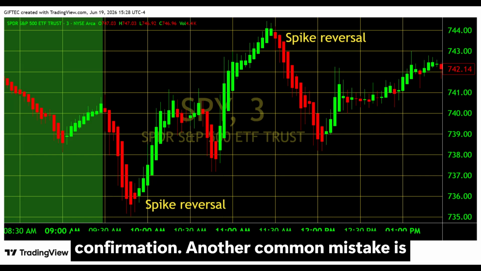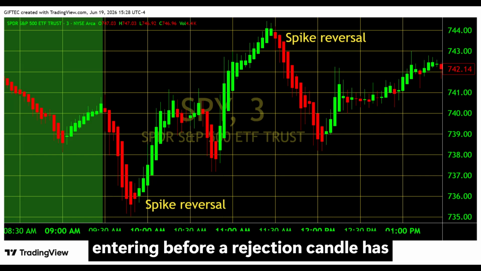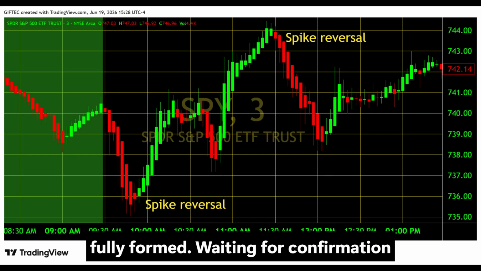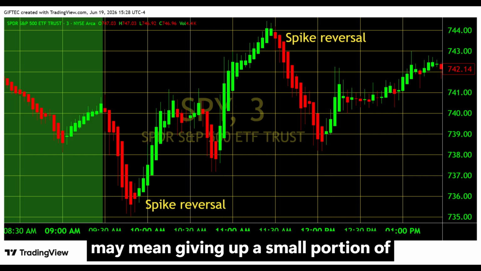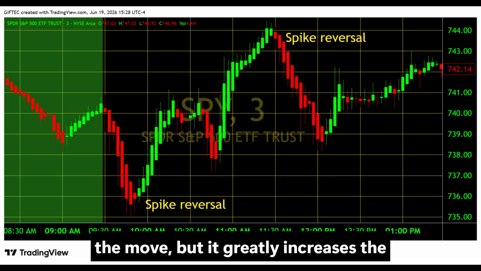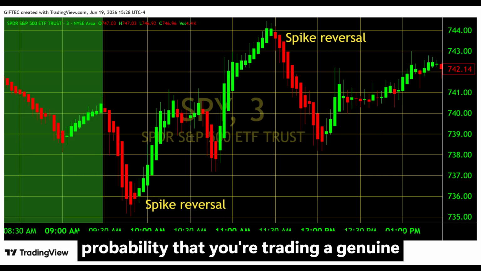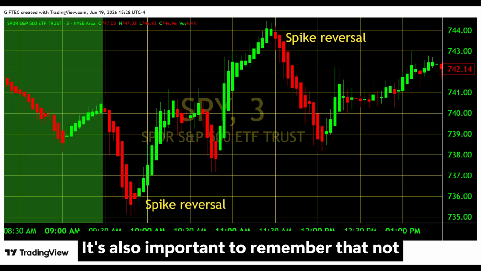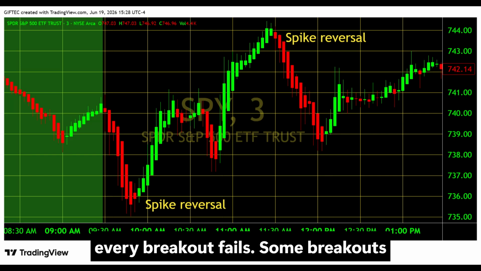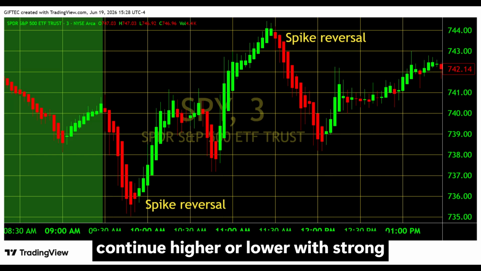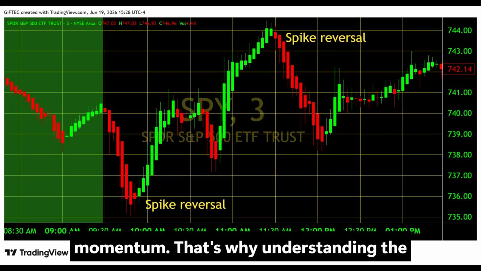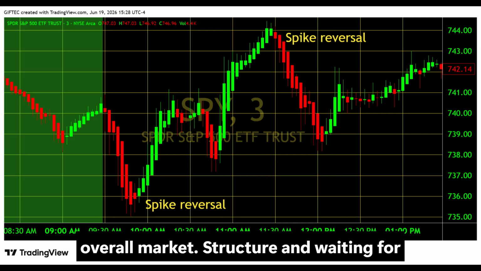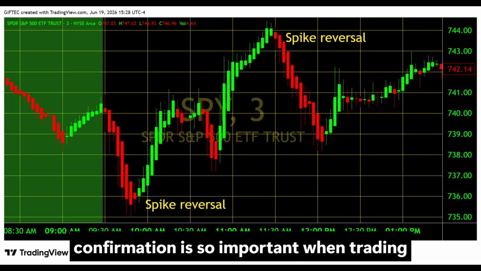Another common mistake is entering before a rejection candle has fully formed. Waiting for confirmation may mean giving up a small portion of the move, but it greatly increases the probability that you're trading a genuine reversal instead of another fake move. It's also important to remember that not every breakout fails. Some breakouts continue higher or lower with strong momentum. That's why understanding the overall market structure and waiting for confirmation is so important.